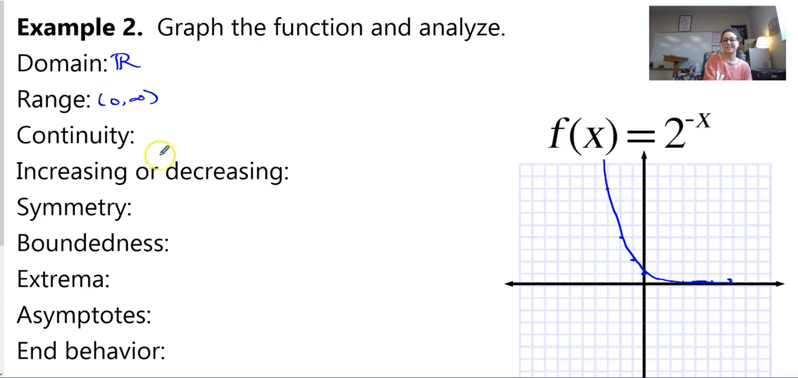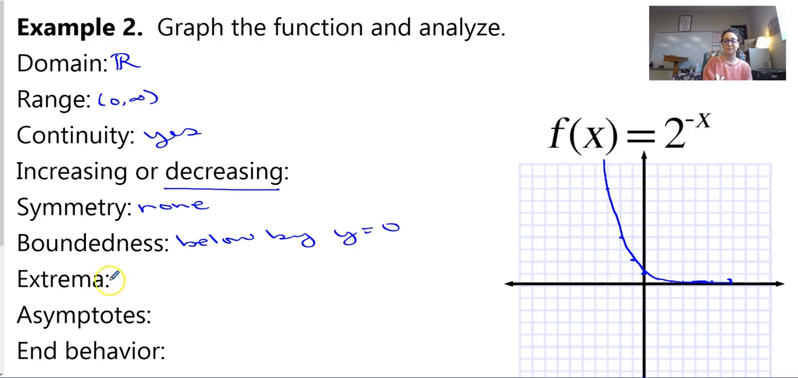All right, would you say this function is continuous or not? It is continuous. I can draw that without picking up my pencil. Increasing or decreasing? This one is decreasing because of the negative exponent, so we've got some decay here. Any symmetry? No. And this is what we call bounded below by, what is that asymptote? Y equals 0. Any relative mins or maxes? Any extrema? None. Any asymptotes? Yes, y equals 0, right?